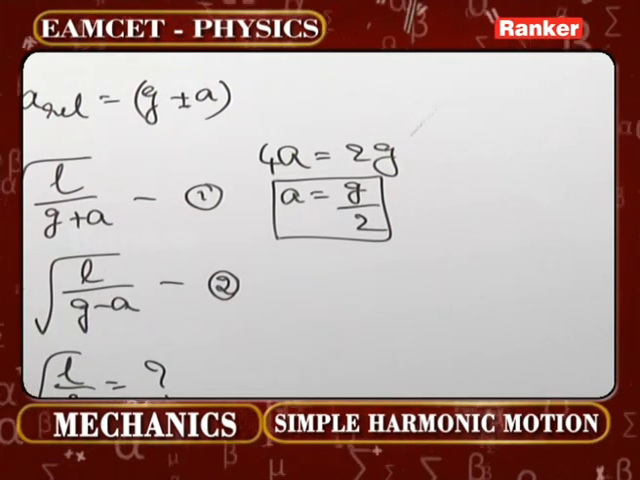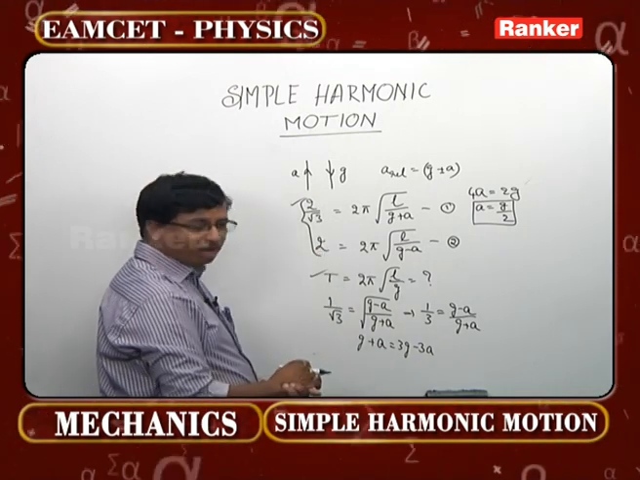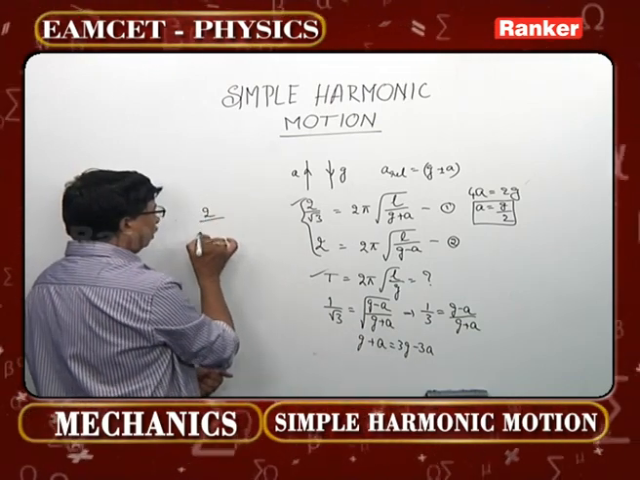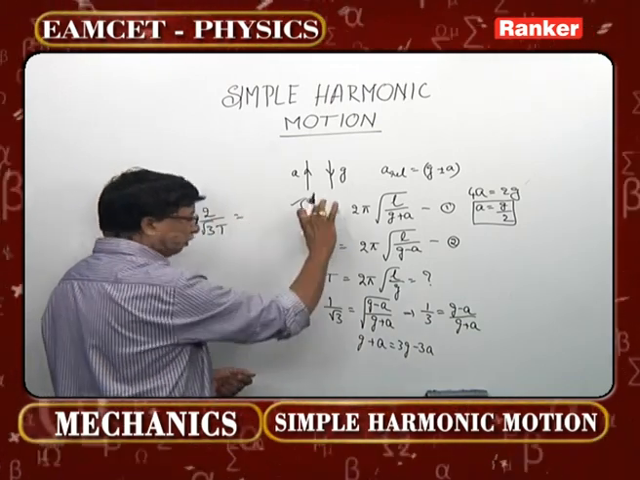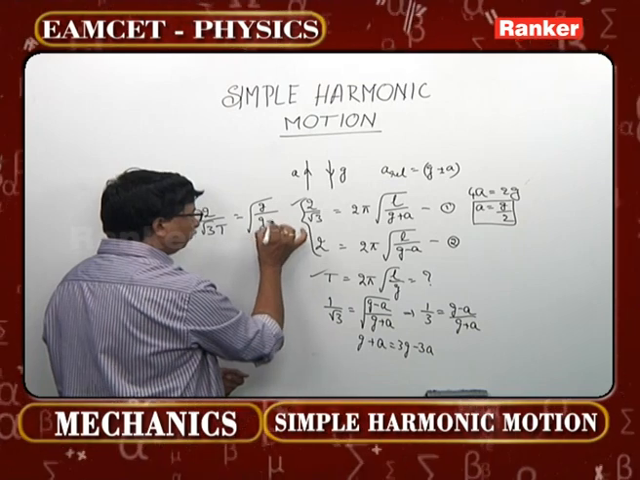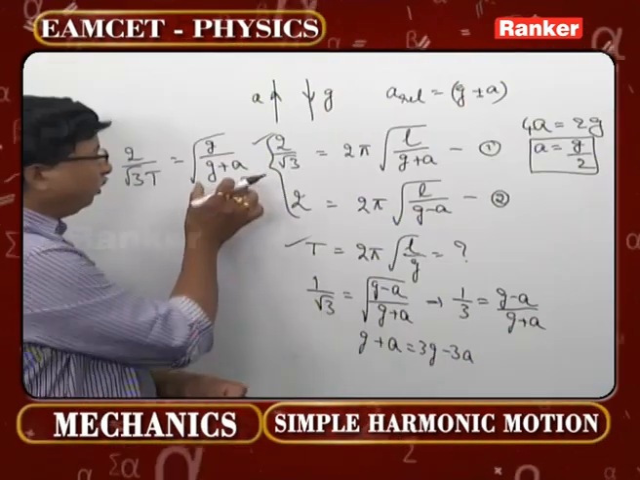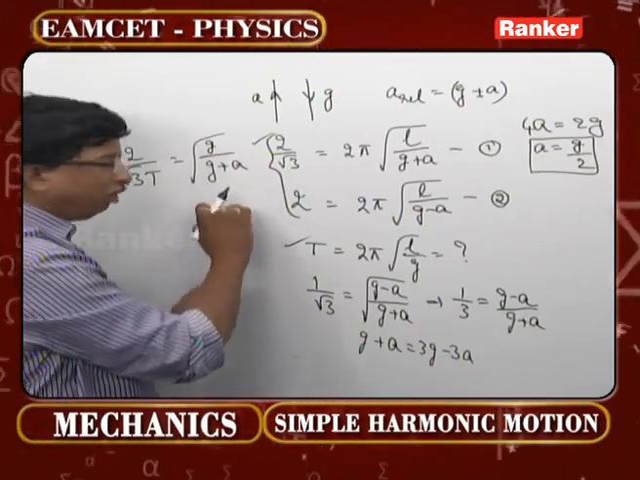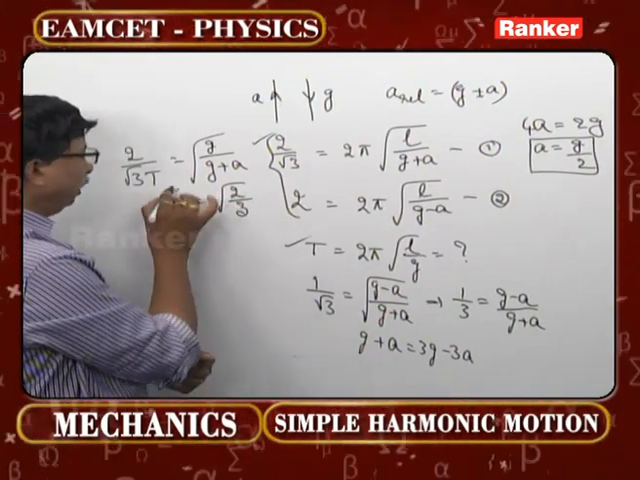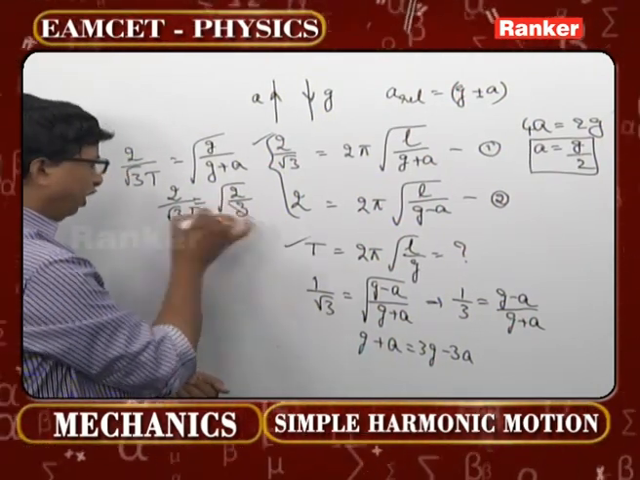When A is G by 2, take the first equation and third equation. Just take the ratio right now. Taking the ratio means what? This by this you write. That is 2 by root 3 into T. This by this I am writing is equal to what? Root G by this value, G plus A as such. What is this value of A here? It is G by 2. G plus G by 2 will now be 3G by 2. That in fact you will be getting root 2 by 3 under root is equal to 2 by root 3 into T.